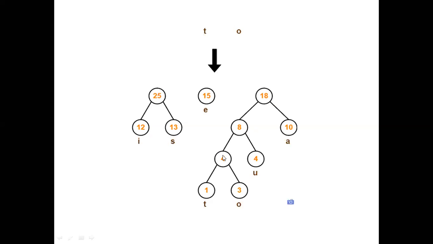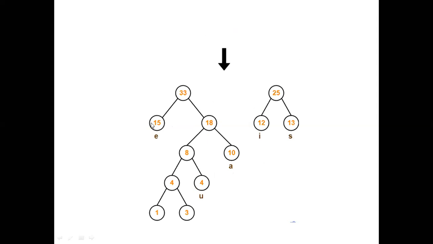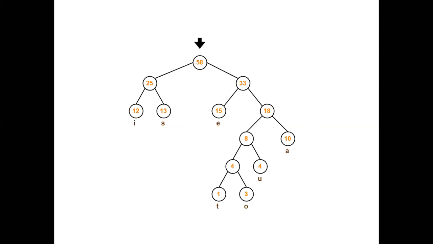Is it clear? Okay. Now this one is your new array. Again, find out the minimum two numbers. So which ones are they? 15 and 18. So let's combine this. So we have combined 15 and 18. So that is 33. Now this one is the last, so you have to combine it. So that is 33, 25 and the root node is 58.